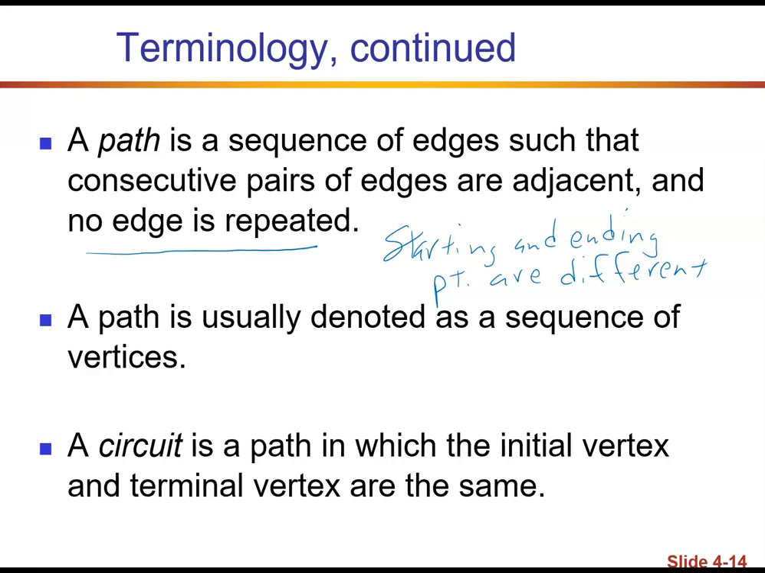All right, so what's the difference between a path and a circuit? A circuit is a path with the initial vertex and the terminal vertex being the same. So the starting and ending point are the exact same. That is the difference between a path and a circuit.